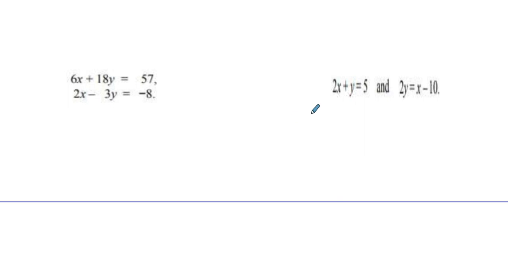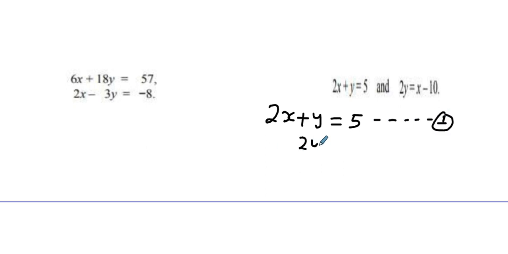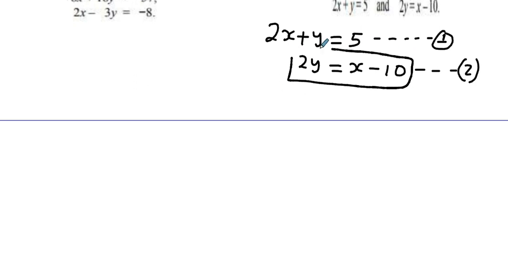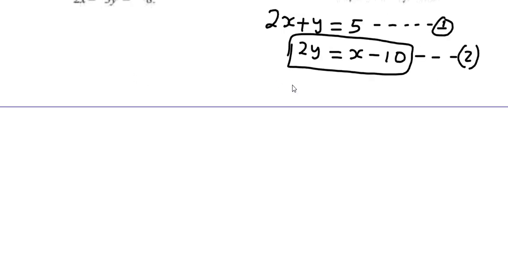Let us type the questions here. We have 2x plus y equals 5, question number 1. We have 2y equals x minus 10. Remember what we said? We need to make one letter in any of those two equations the subject. Now, which equation can you make the subject? This equation number 1, nope. Equation number 2, yes. It is easy for us to make especially y the subject.